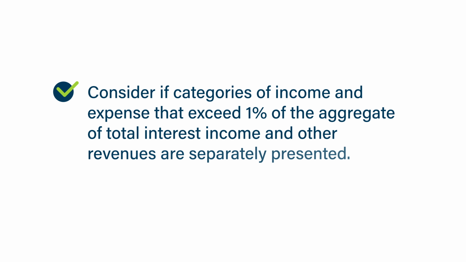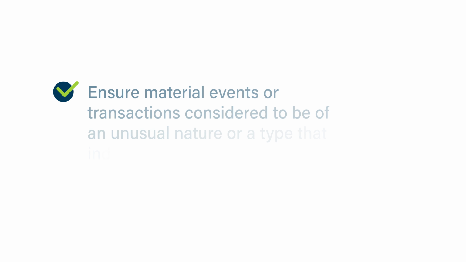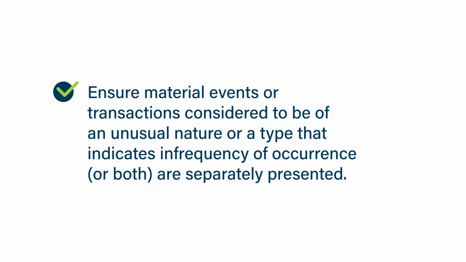Now, also consider if categories of income and expense that exceed 1% of the aggregate total interest income and other revenues are separately presented. And again, if you're not separately presenting these items on your income statement, consider breaking them out in your footnotes. Yeah, I think taking a look at any material events or transactions that may have occurred throughout the year that are unusual in nature: should these be broken out as well and be separately presented, maybe due to infrequency of occurrence or just due to the unusual nature?